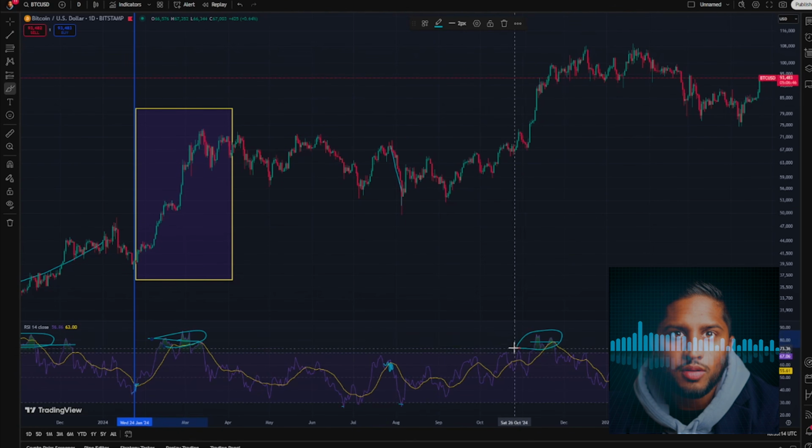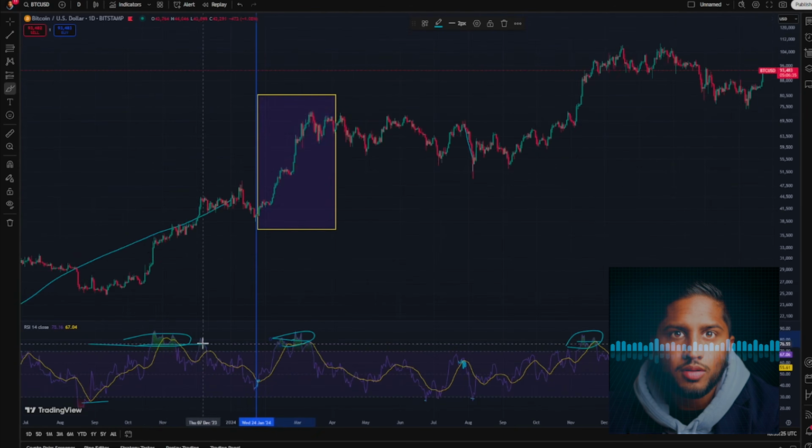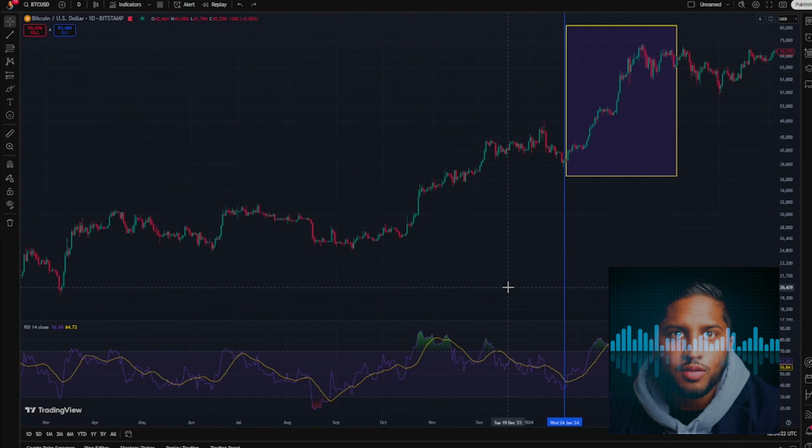Now let's talk about the RSI divergence. Think of it like this. Price and RSI should usually move together, but if they don't, something is up. Let's go over bullish divergence. A bullish divergence is when price makes a lower low, but the RSI makes a higher low. Price might be getting ready to move up. So it looks like this.